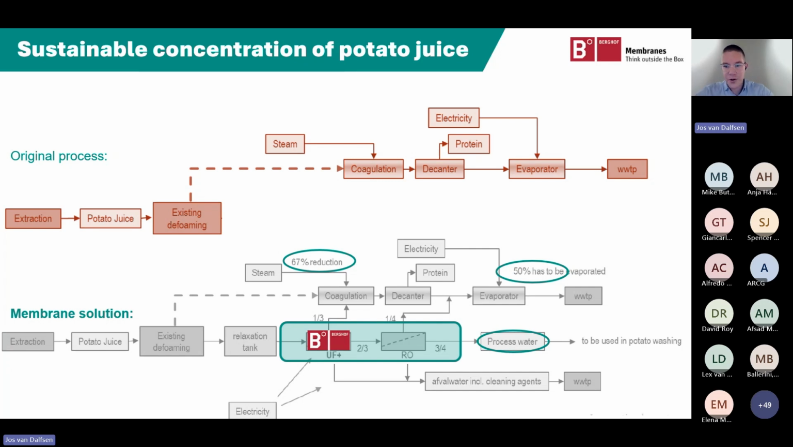And also for the evaporator further downstream. And then the RO is receiving the rest of the UF permeate, also has its own concentration factor, and the RO permeate is sent back to the process for potato washing, for instance.